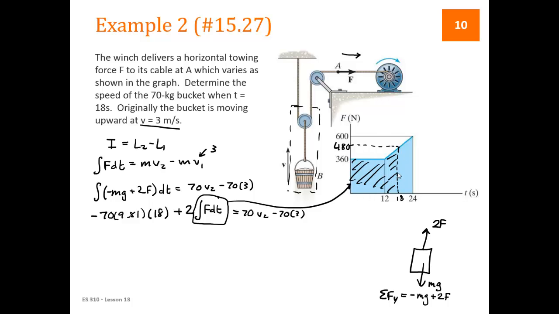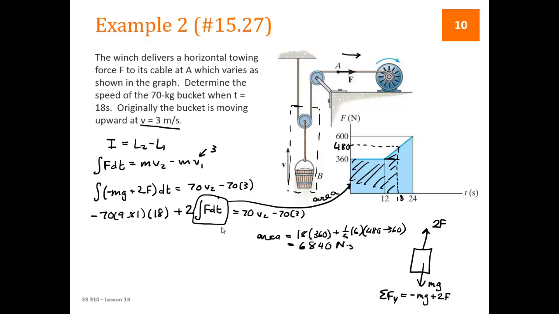All right, let's find this area. Let's extend the square out to there. So we've got a big rectangle and a little triangle. The big rectangle is 18 times 360, and then the little triangle is 1/2 times the base, which is 6 seconds, times the height, which is 480 minus 360. So you plug those numbers in, you get an area of 6,840. The units on that would be Newton seconds.